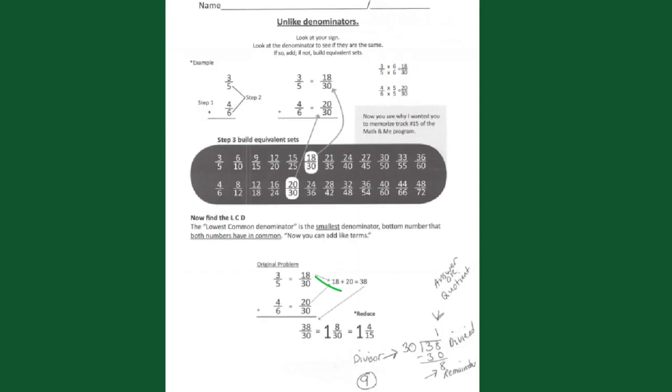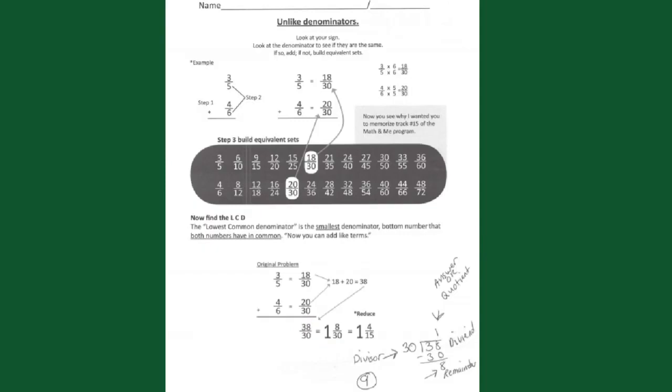Now we simply add our numerators. 18 plus 20 equals 38. In our original fraction, the like denominator was 30. Now 38 over 30 is called an improper fraction. An improper fraction means the numerator is greater than the denominator. In this case, 38 is the numerator and the denominator is 30. With this improper fraction, we simply divide. We divide our denominator into the numerator.